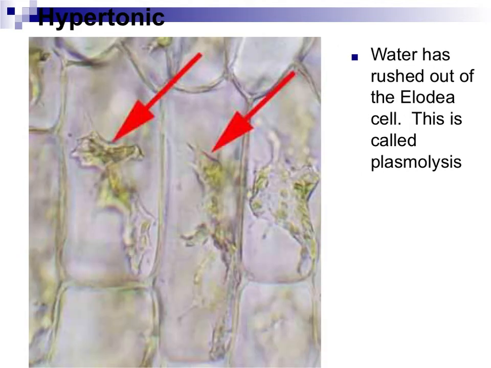This is what a plant cell called Elodea looks like in a hypertonic solution. You can see in this diagram the cell wall doesn't move because it is still rigid, but you can also see the cell membrane, which is here, has pulled away from the cell wall because water has rushed out of that cell. When water rushes out of a cell like this Elodea cell, it's called plasmolysis.